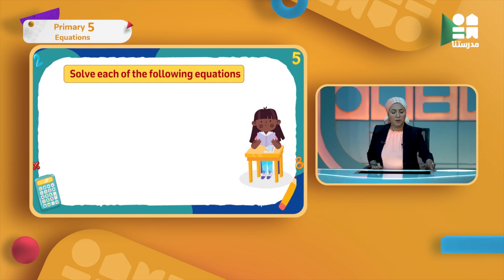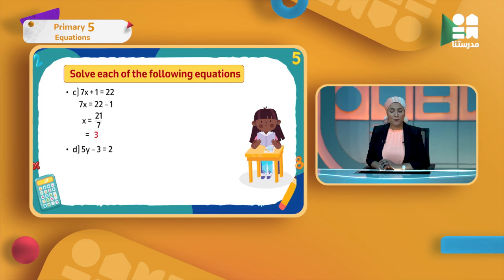Here, solve each of the following. It's the same idea. 7x plus 1 equals 22. So again, we move the plus 1 to the other side with minus 1, so it will be 21. Then x equals 21 over 7, which is 3.